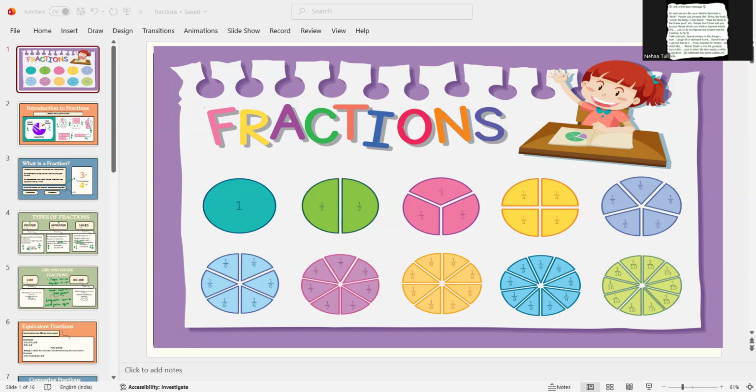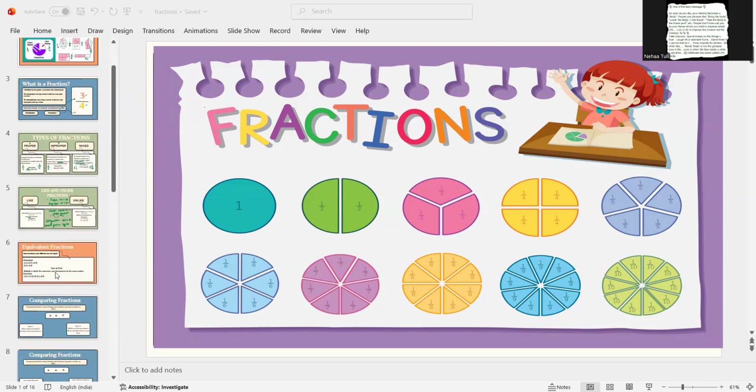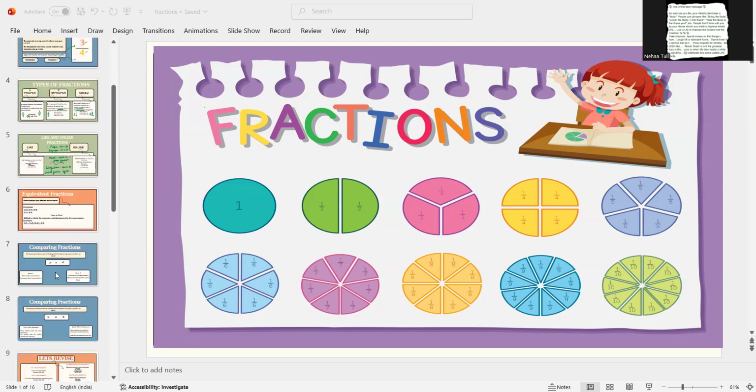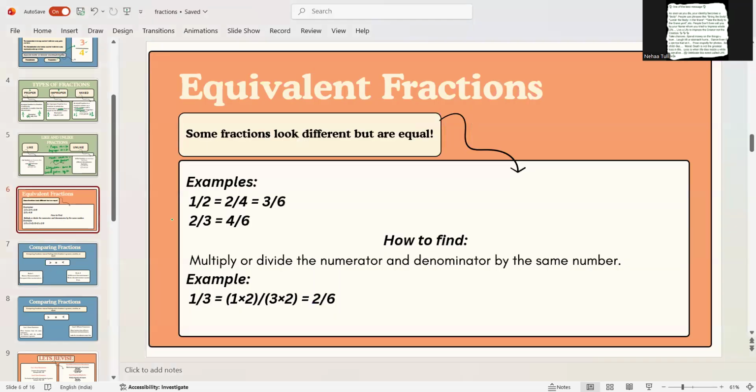In previous class part A, we have learned what are fractions, types of fractions, that is proper fraction, improper fraction and mixed fractions. And we have learnt about like and unlike fractions. And today we will move on the equivalent fractions and we will do the comparing of fractions. So let's move on the second part, that is equivalent fractions.